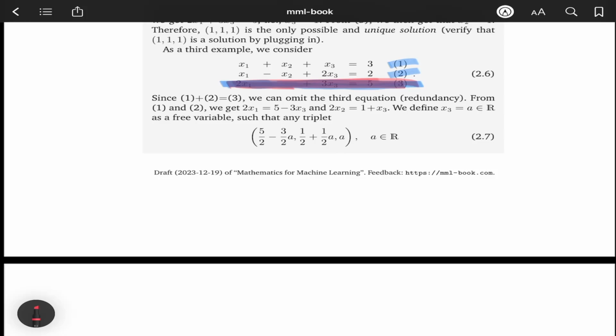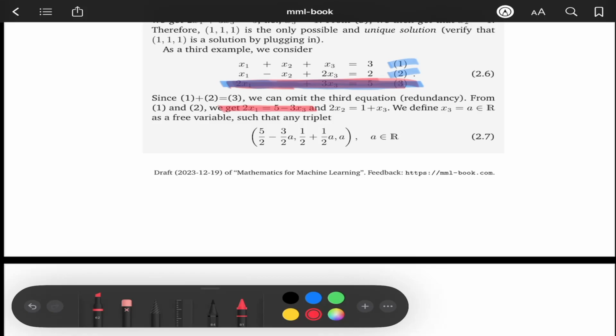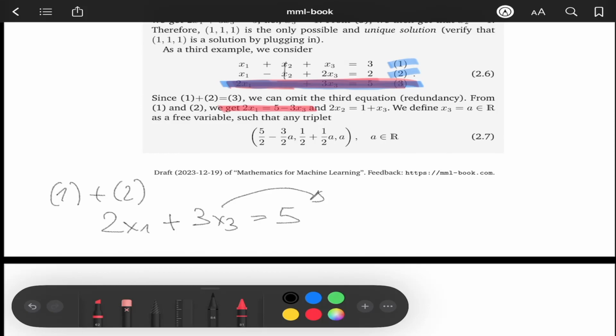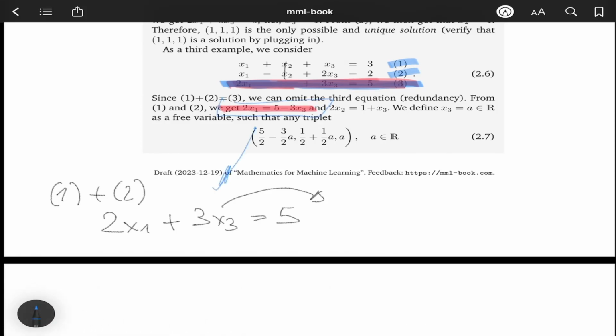I'm not sure how they are getting this one here. Let's try to add those two equations. So equation 1 plus equation 2: we have 2x1, that one cancels out, x2 plus 3x3 equals 5. Then that one can go over here. So this thing is now that thing: 2x1 equals 5 minus 3x3.